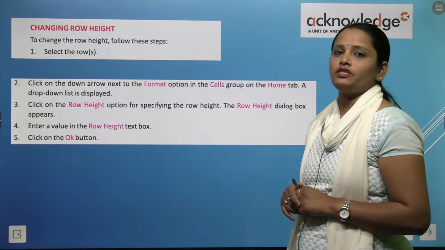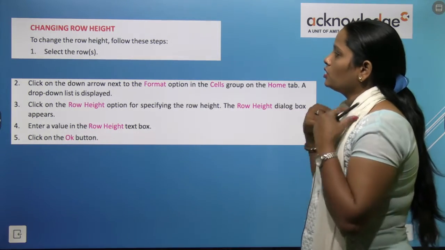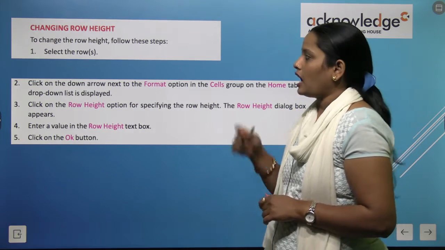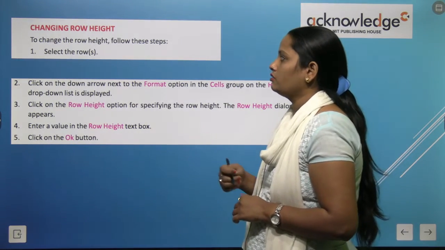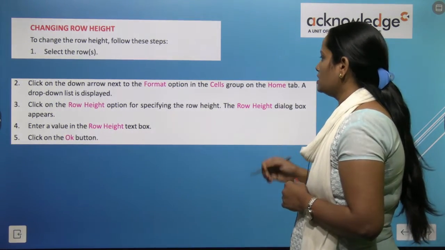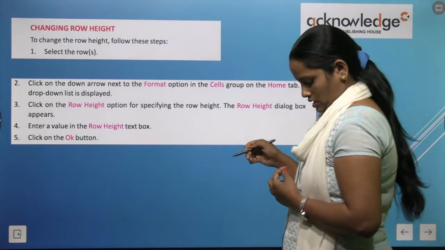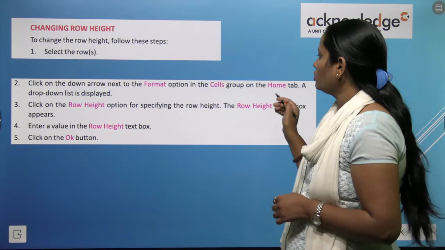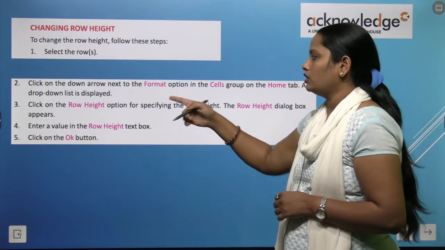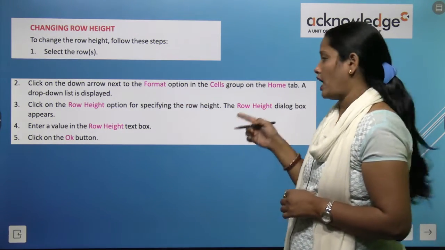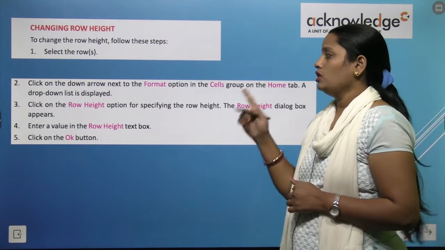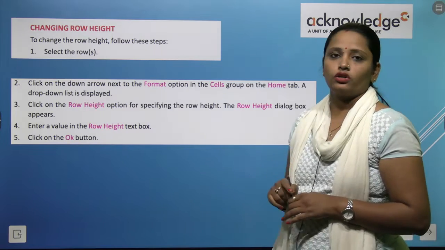Changing row height. How can we change the row height? To change the row height, follow these steps. Select the row. First we have to select the row whose height we want to increase. Click on the down arrow next to the format option in the cells group in the home tab. A drop down list is displayed. So we have to go to the home tab. In the cells group, we have to click on the format option and click on the row height option for specifying the row height. The row height dialog box will appear, and then just enter the value in the row height text box and click on the OK button.